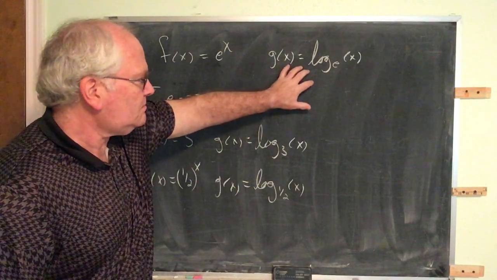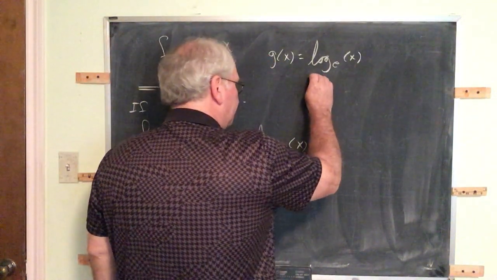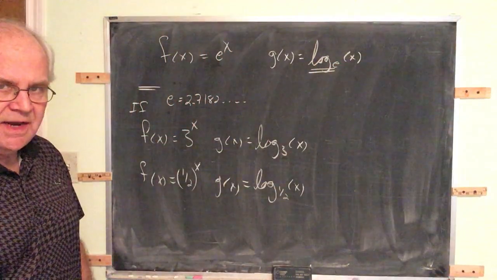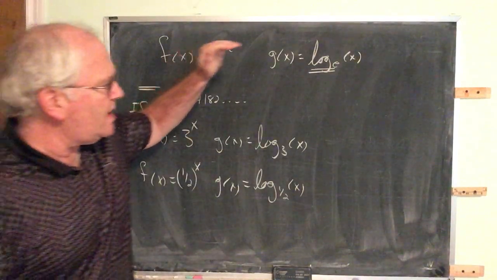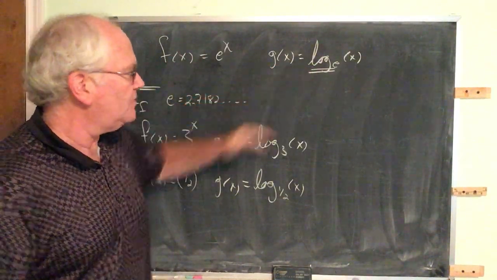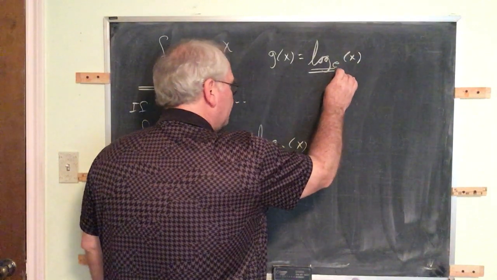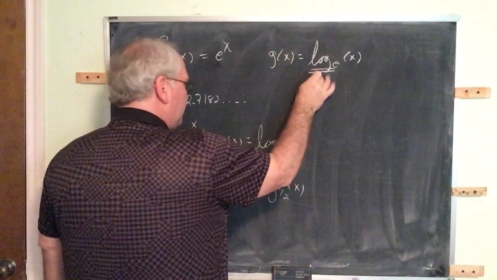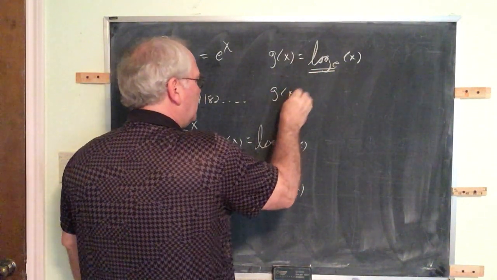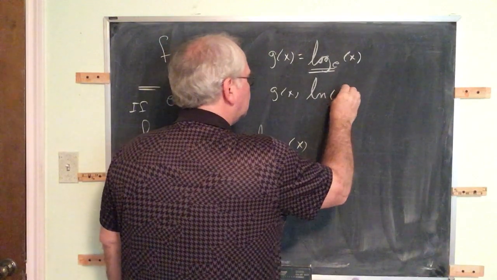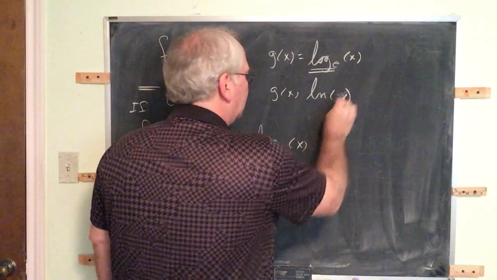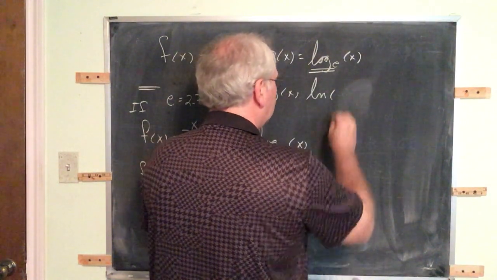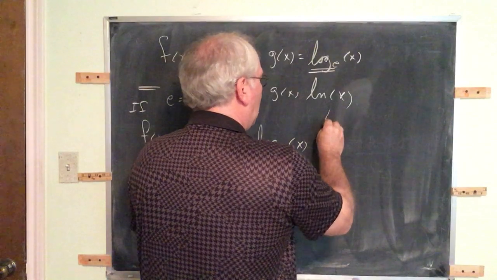log base e. This is used so frequently that this abbreviation takes too long to write. What happens is we abbreviate this abbreviation. And so even though this is correct, no one ever writes this except to introduce this idea. There is an abbreviation for this abbreviation. We write this as ln. This is the natural log.